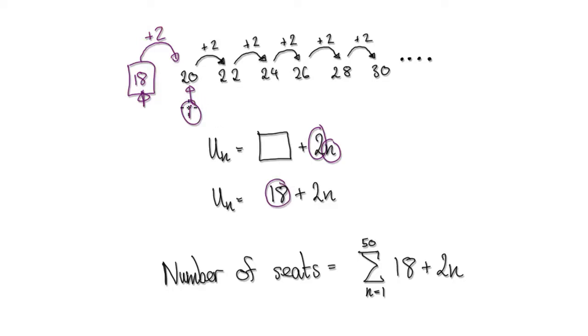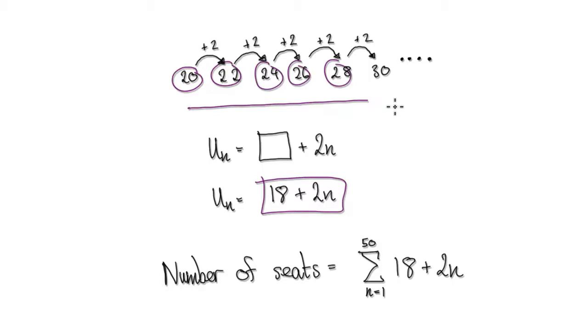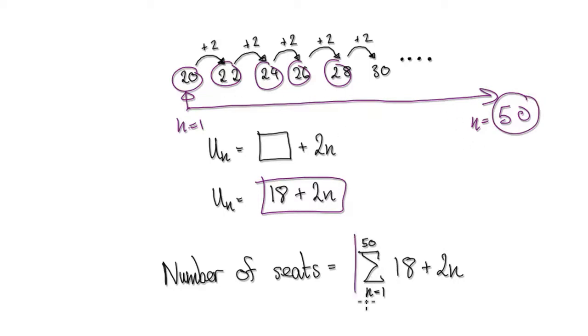So look, when n is 1, you jump by 2 times 1. So basically, you're going to need an 18 here. So this thing here will generate all our seats, and we need to sum up everything up to 50 when n equals 50. This is when n equals 1 for the first term. Because there are 50 rows, we need to sum up everything.